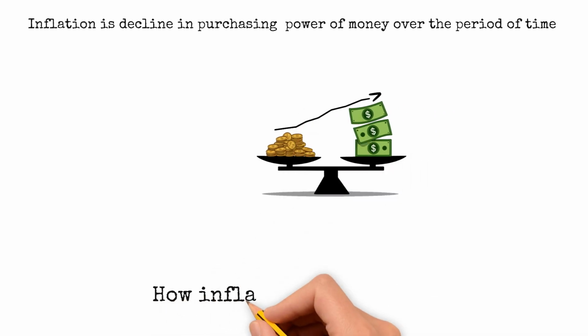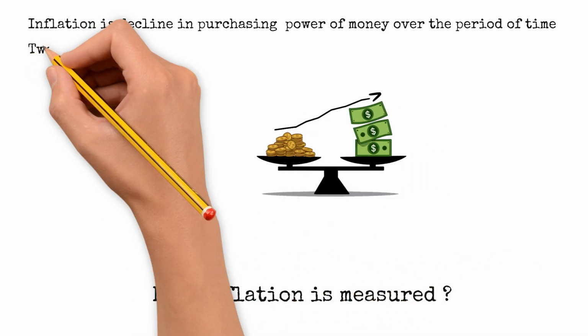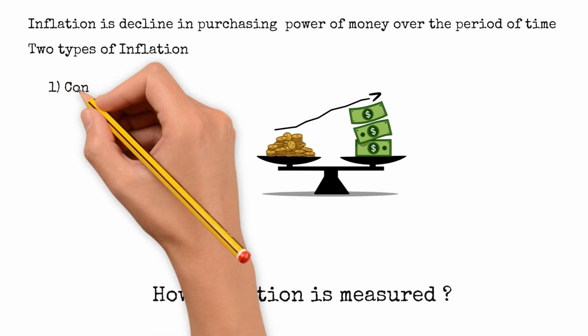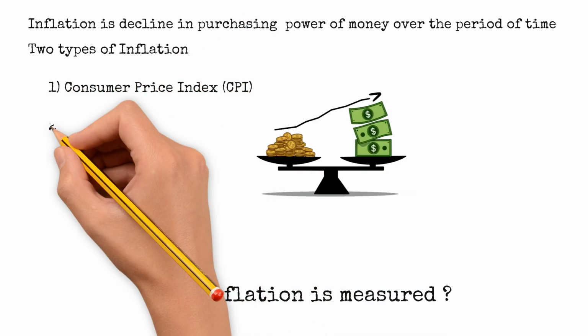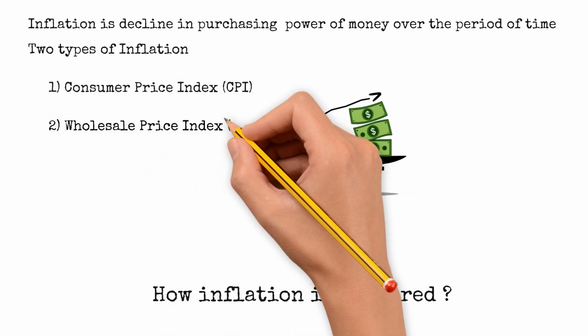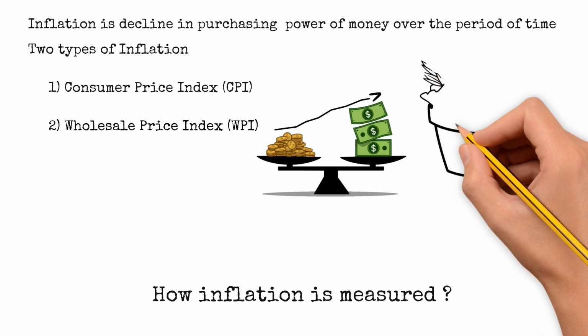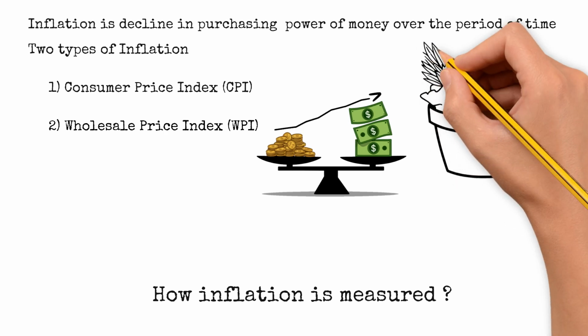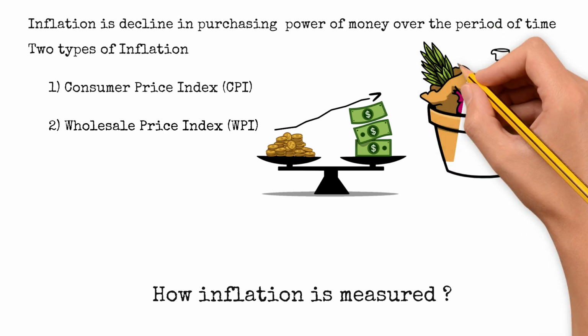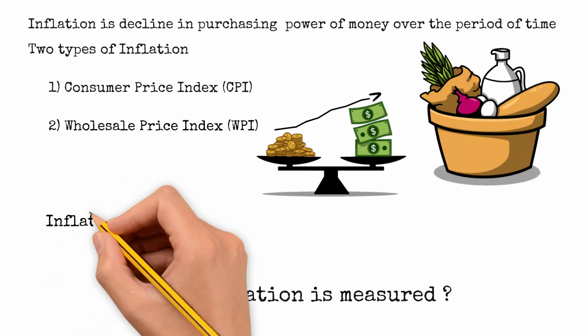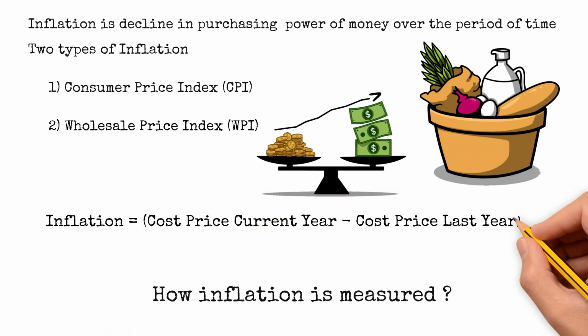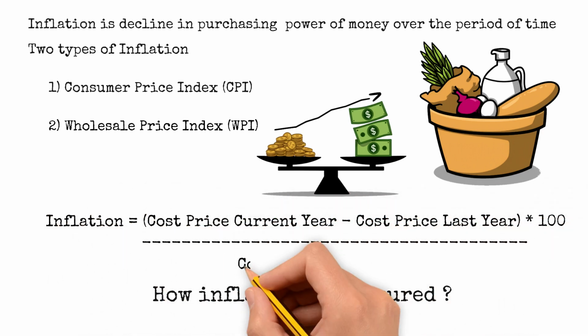How is inflation measured? There are two types of inflation based on how it is measured. First is CPI, which is Consumer Price Index, and second is WPI, which is Wholesale Price Index. We will not go into the details of these two, but basically a basket of products consumed on a regular basis like milk, wheat, onions, bread, etc. is taken into consideration, and the cost of this basket is compared with its cost the previous year. The percentage increase in cost is nothing but the rate of inflation.